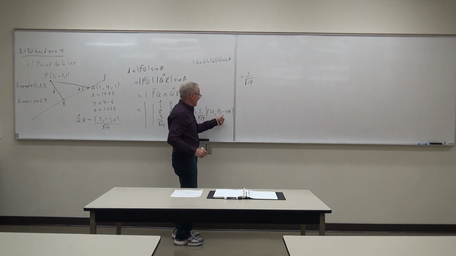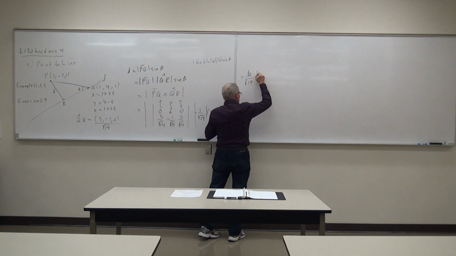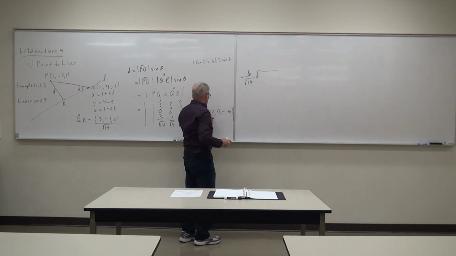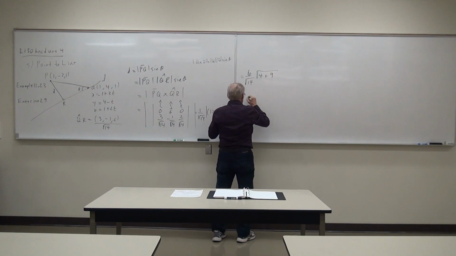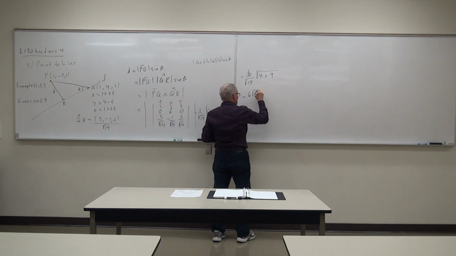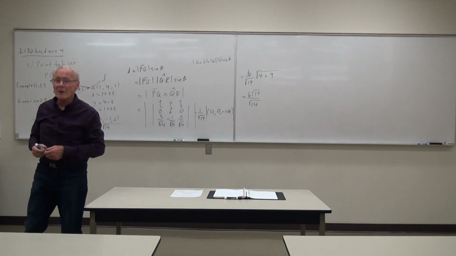Well, we got to pull out a 6. Pull out a 6. What's left is to take the length of the vector 2, giving me a 4 here, and a 0, and a minus 3 here, which is a 9. So the answer then is 6 root 13 over root 14 is the length from a point to the line.